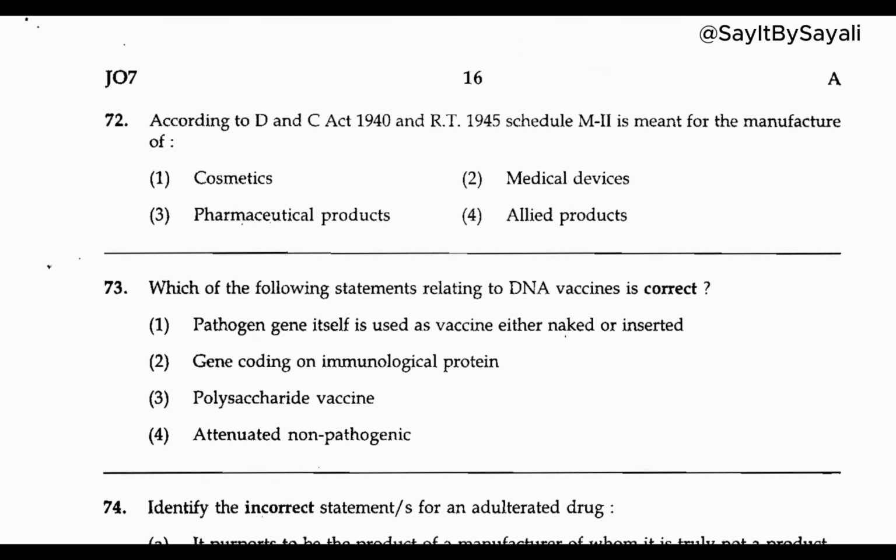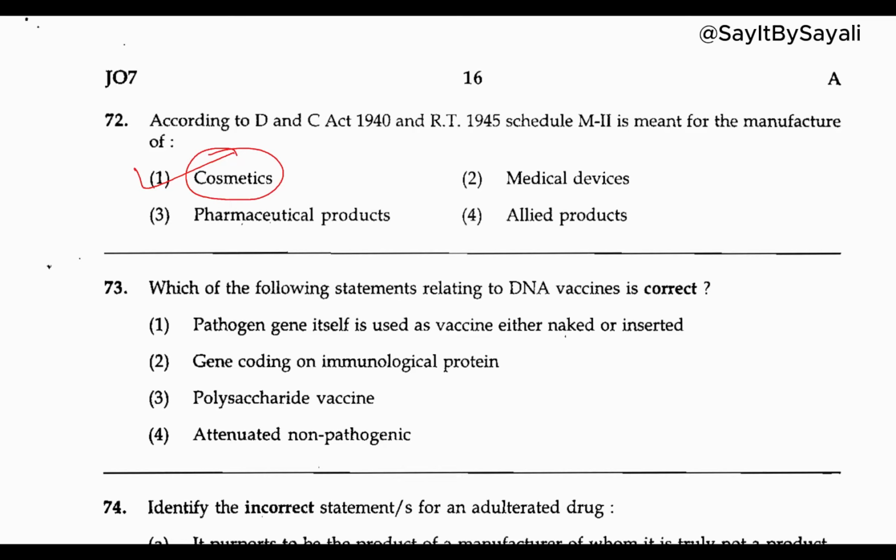Clear? Question number 72. According to the Drugs and Cosmetics Act 1940 and Rules 1945, Schedule M2 is meant for manufacturing of: 1. Cosmetics, 2. Medical devices, 3. Pharmaceutical products, and 4. Allied products. And the correct answer is 1, Cosmetics. According to the Drugs and Cosmetics Act 1940 and Rules 1945, Schedule M2 specifies requirements of factory premises and hygiene conditions for the manufacturing of cosmetics.